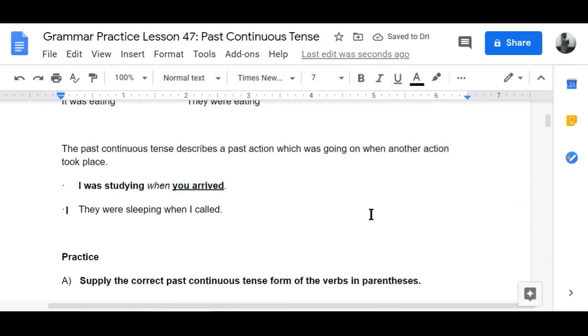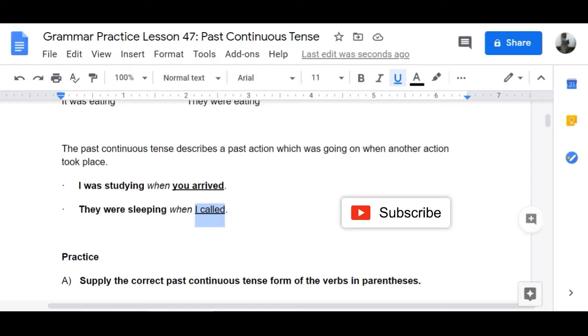The second example, they were sleeping. Action 1, they were sleeping, and something happened when I called. Okay, something was happening and then something else happened. Cool. Now we're gonna have some practice.